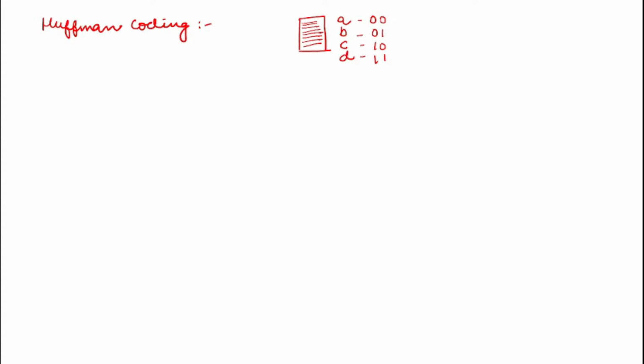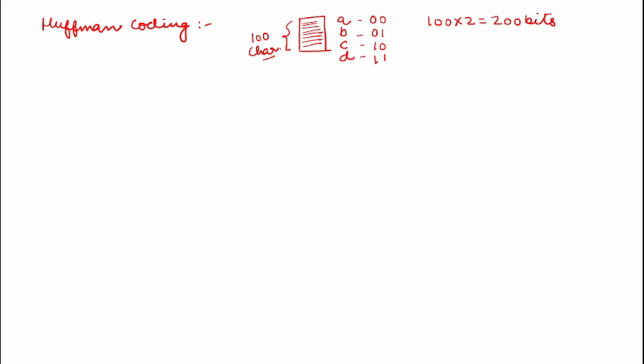Okay. So let's say that this entire file is having 100 characters. Then how many bits are required to represent the entire file? If we have 100 characters, then every character is requiring 2 bits, right? So it is equal to 100 into 2 is equal to 200 bits. So I need 200 bits to represent this entire file.